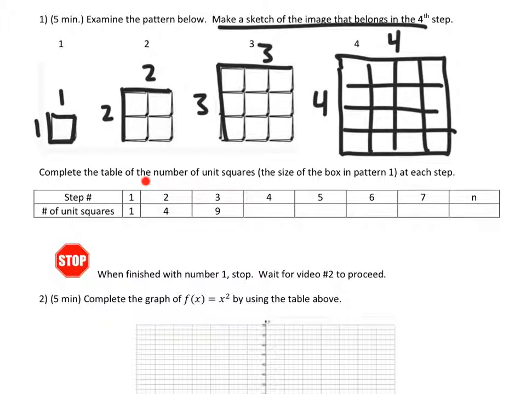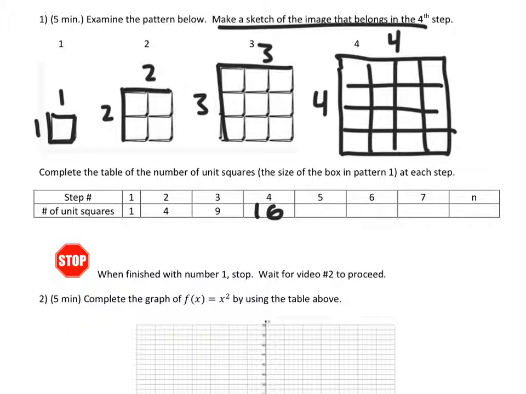And then it says down here, complete the table of the number of unit squares, this size, at each step. It showed you step 1, 1 unit square. Step 2, 1, 2, 3, 4, 4 unit squares. Step 3, 1, 2, 3, 4, 5, 6, 7, 8, 9 unit squares. And now you've drawn step 4, so you count 1 through 16 unit squares, and you fill in the answer, 16.